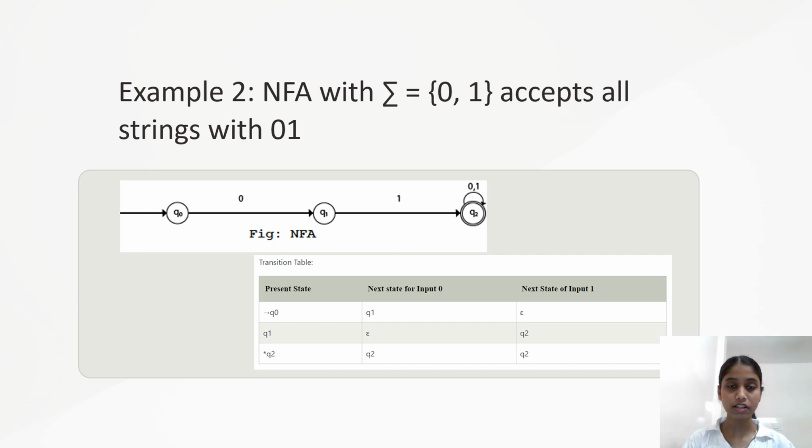Q0 on the transition 0 input will go to Q1 and Q0 on the input 1 will go to epsilon, that is Q0 on 1 will not go anywhere because it will not accept anything with 1. So we need to accept all the strings with 0 and 1. So Q1 on transition 0 will be epsilon and Q1 on transition 1 will go to Q2. Q2 is the final state here and Q2 on the input 0 will then go to Q2, that is final state, and Q2 on transition 1 will also go to Q2. That is, it accepts all the strings with 0 and 1.